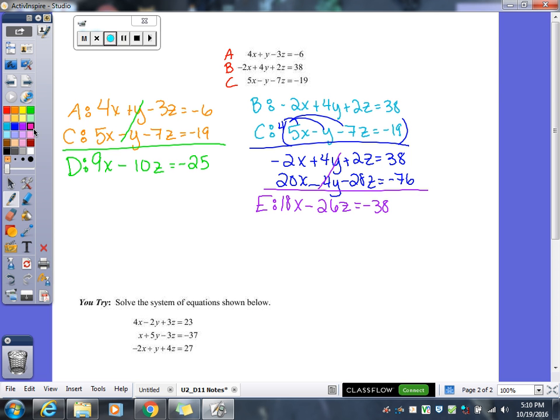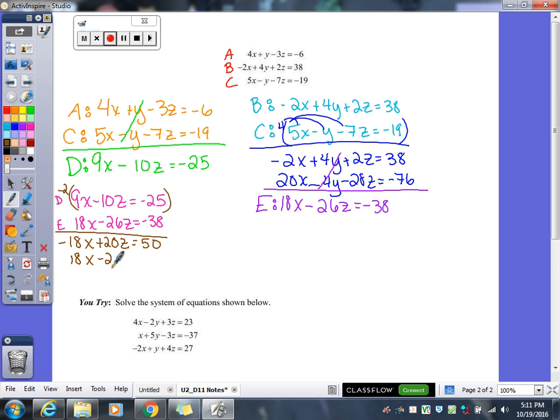So now I'm going to line these up, my 2 new equations. Equation D and equation E. As I line them up and look at them, I think x's are going to be the easier way to go because I already got the 9. I can easily turn it into an 18. I just need to make it negative, so I'm going to multiply times negative 2. I have negative 18x plus 20z equals 50. Then I'm going to rewrite the other equation underneath it.